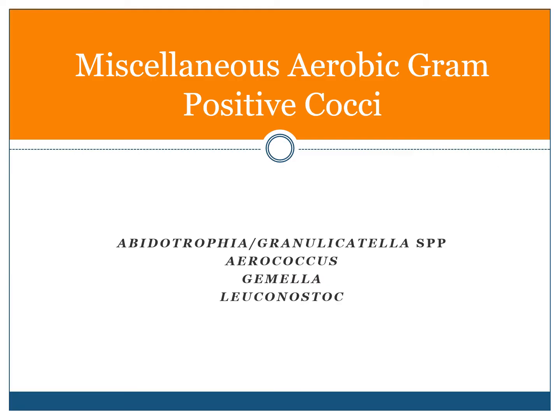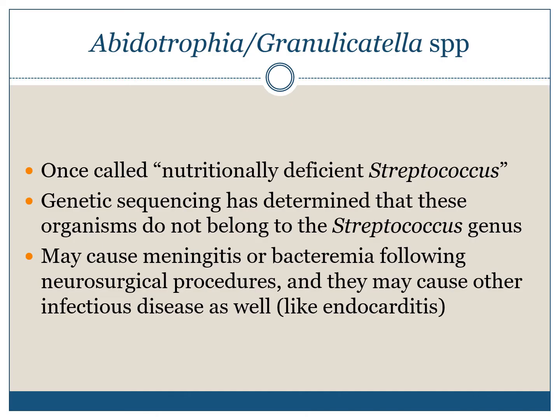So let's go ahead and talk about the miscellaneous aerobic gram-positive cocci. The first one I want to talk about is Abiotrophia and Granulicatella species. I also want to talk about Enterococcus, Gemella, and Leuconostoc. Abiotrophia and Granulicatella species used to be known as nutritionally deficient Streptococcus, but the new name, of course, is Abiotrophia and Granulicatella species. You can read more about this in your textbook, okay?